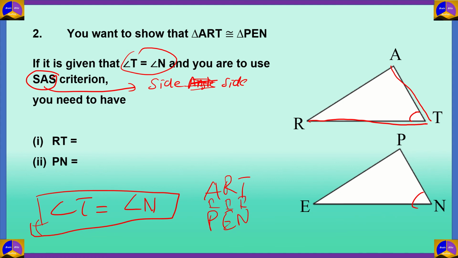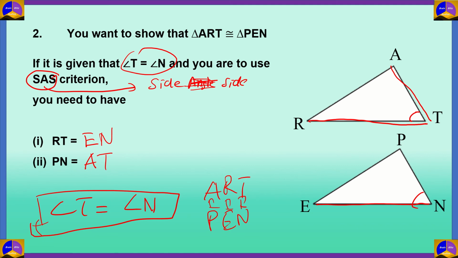So that means that now R is equal to E and T is equal to N. So RT will be equal to EN. And then next question we have PN. P is equal to A and N is equal to T. So PN is equal to AT.